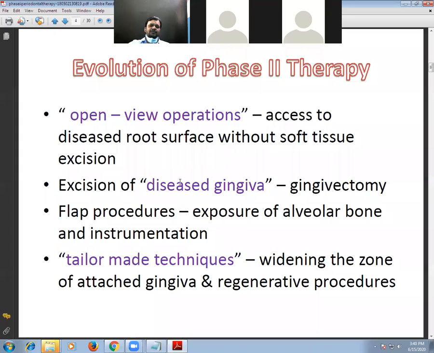Second one is excision of diseased gingiva. This includes gingivectomy procedures, and to reshape the gingiva, we are performing gingivoplasty. Also, we are performing flap surgery procedures. Here there is exposure of bone and we are performing instrumentation. And there are various periodontal plastic surgeries. These surgeries usually are tailor-made techniques. Tailor-made techniques include widening the zone of attached gingiva and various regenerative procedures usually performed in phase 2 therapy.